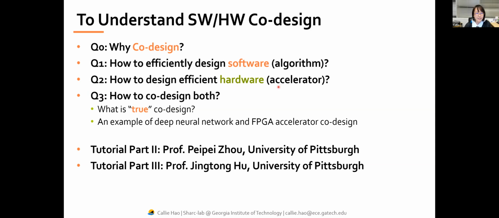Only after we understand how to design software and hardware can we move to the third question: how can we co-design both? Here I want to especially highlight one concept: what is true co-design? To explain it, I would like to present an example of a DNN and FPGA accelerator co-design from our past work, to show the power of true co-design in this scenario. This is my first tutorial, which will cover a lot of basics, and then we will have tutorial part 2 and part 3. Professor Zhou and Professor Hu will introduce a lot more interesting and advanced techniques. I will just lay the groundwork here, and they will introduce something more interesting.